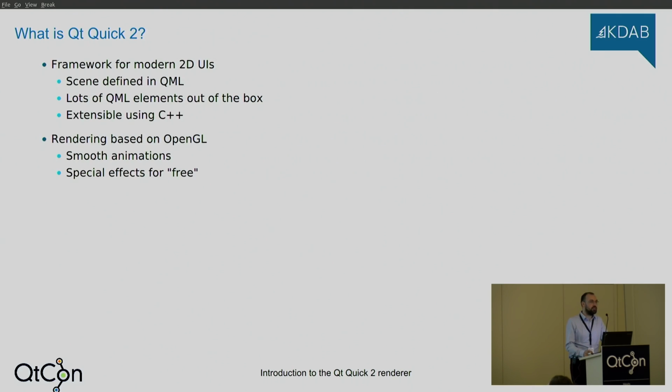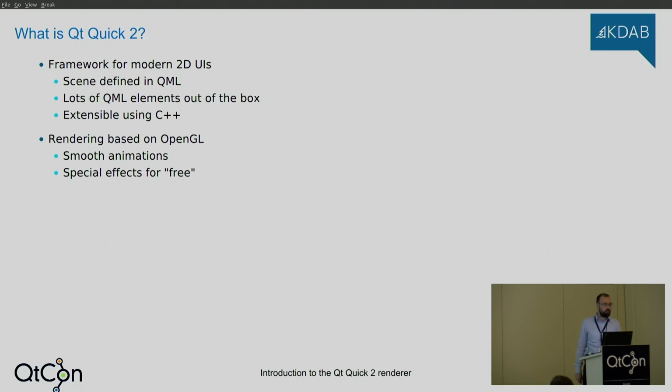Do you know what Qt 2 is? Can you raise your hand if you ever heard about this technology or have used it? Okay, good. So you know what Qt 2 is for. It's a framework for defining 2D scenes. These scenes are defined in a specific programming language called QML, and it's also extensible using C++ APIs, and we're going to use those C++ APIs a lot in this talk.